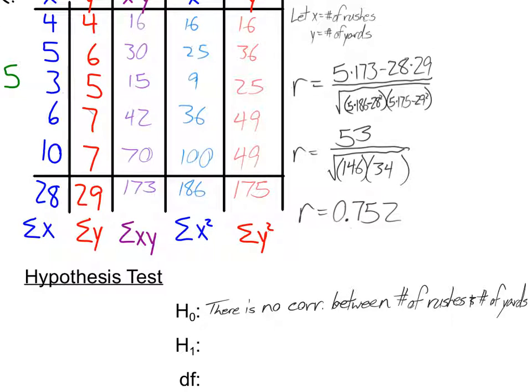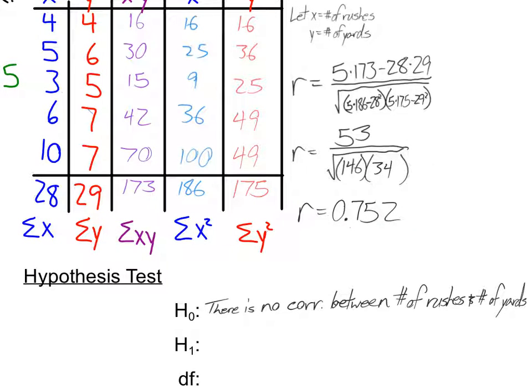So what would H sub 1 be? What's the alternative to that? There will be correlation. There is a correlation between number of rushes and number of yards, okay? And I know it kind of seems silly to write this out, but it's important for our hypothesis test that you lay out both the possibilities.